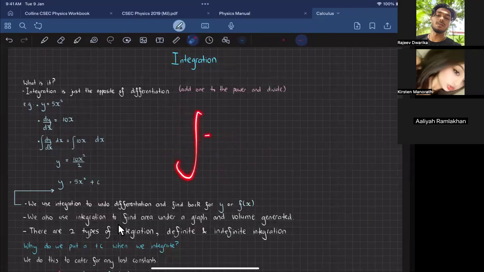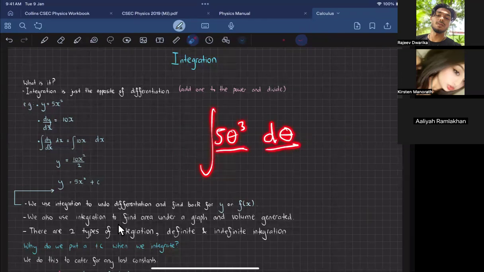So let me just say I was integrating 5x squared. I'm integrating with respect to x, not y, with no y. If I had 5 theta cubed, I'm integrating with respect to theta. D means with respect to. So copy this down. If anything is confusing you at all, let me know. Integration is just the opposite. Instead of multiplying and then subtracting, you're adding 1 to the power and then you divide by that number.